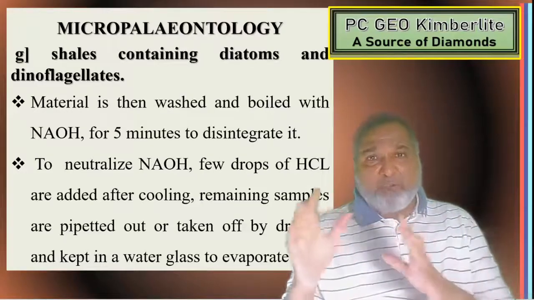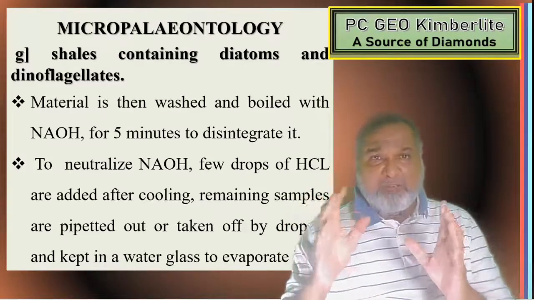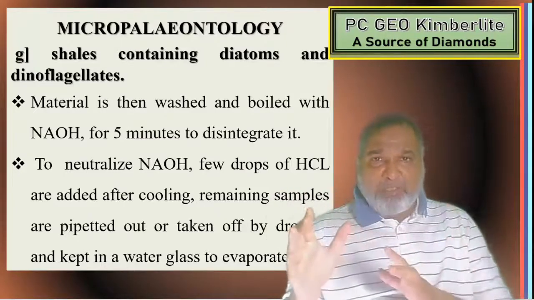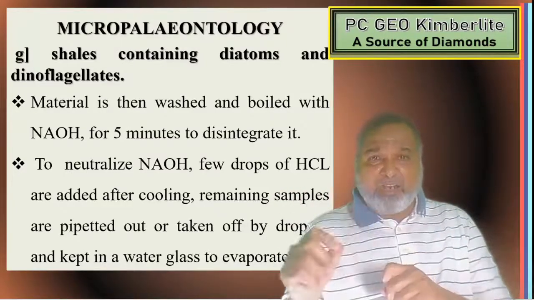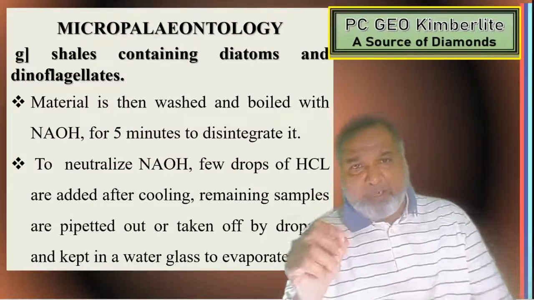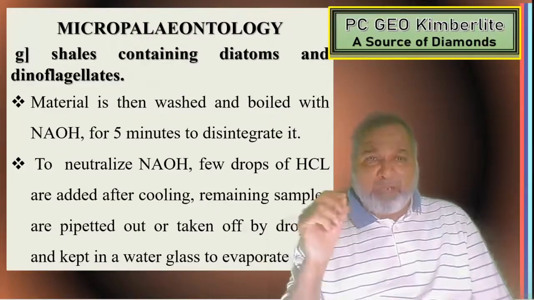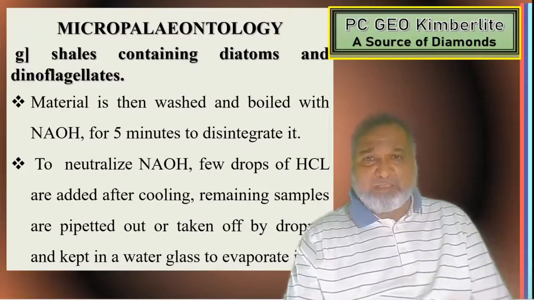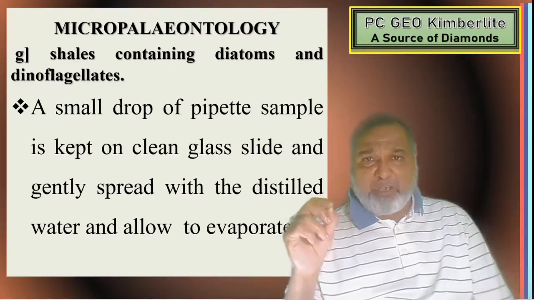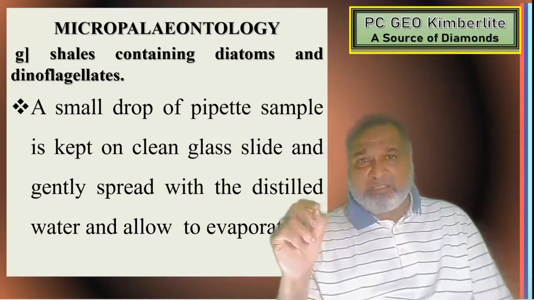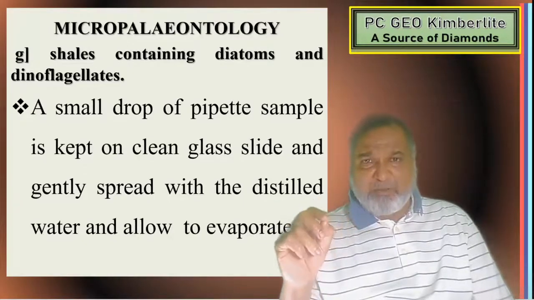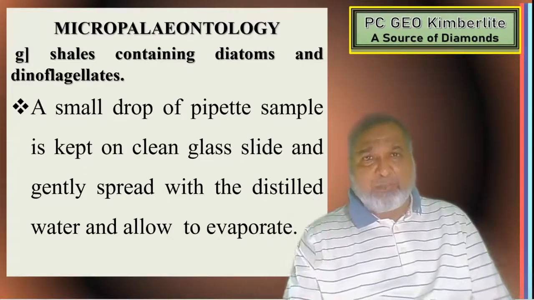The material is then washed and boiled with NaOH for 5 minutes to disintegrate it, and to neutralize the NaOH, a few drops of HCl are added after cooling. The remaining sample is pipetted out by dropper and kept in a watch glass to evaporate. A small drop of the pipetted sample is kept on a clean glass slide, gently sprayed with distilled water, and allowed to evaporate.